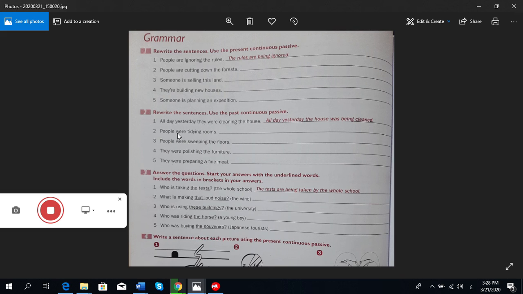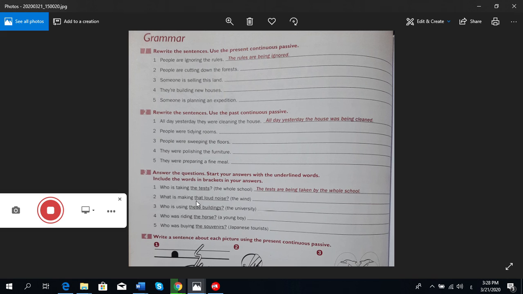We read the sentence. People were tidying rooms. Where is the object here? We underline it, then write it at the beginning and apply the rule that you wrote here. This one and this one, okay? Now exercise 3. Answer the questions. Start your answer with the underlined words. We have underlined words here. You should answer these questions. You should start with this one. Then include the words in brackets in your answers.